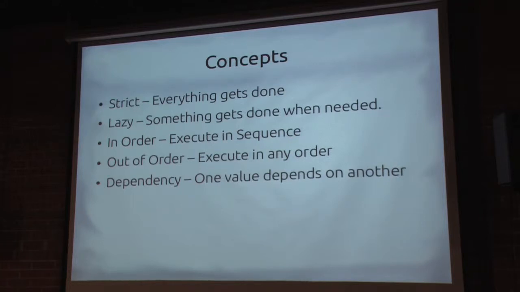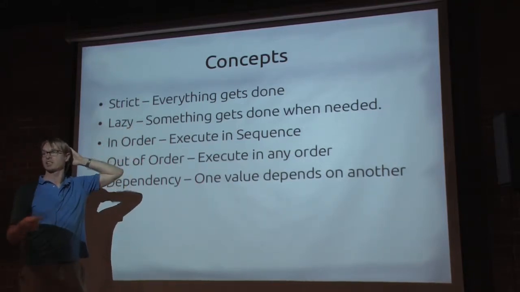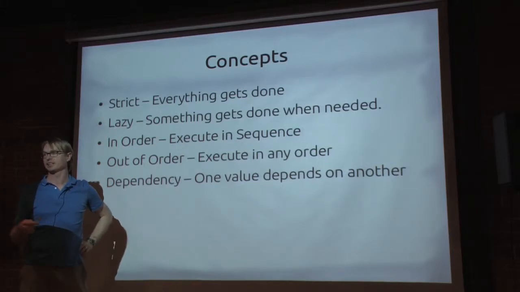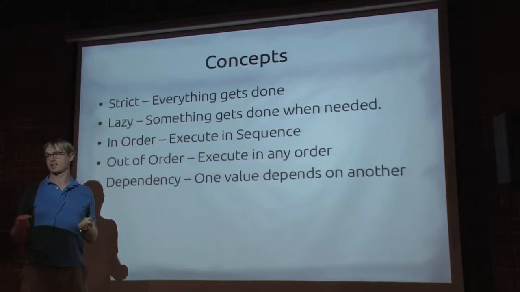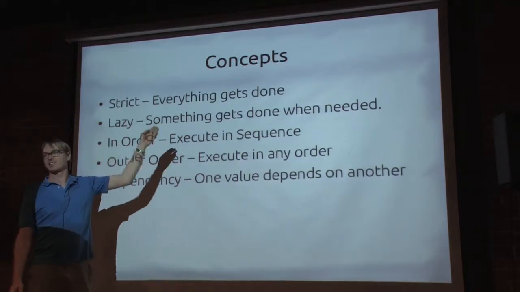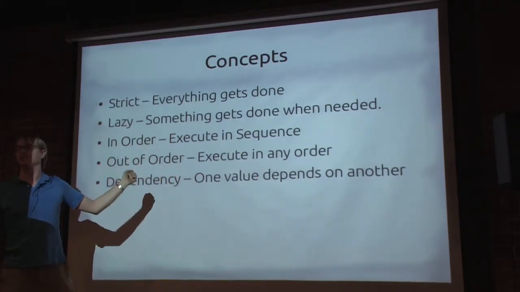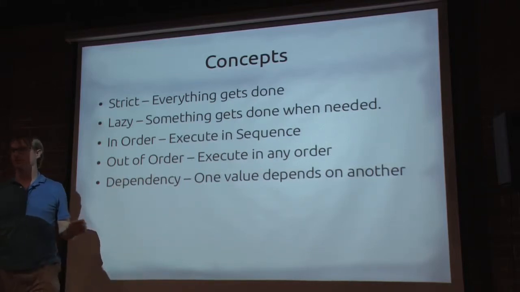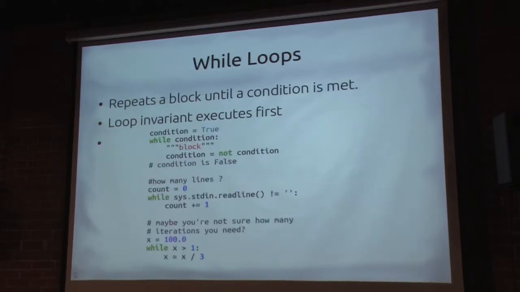Other concepts that are important are strictness. Python is a strict language. It does everything you tell it to do, and it will do it in that order. A lazy language will usually do something when it gets done. Some features of Python are lazy, some are not. In order tends to mean we execute things in a specific order. Out of order means we can execute things in whatever order we want. Dependency means that one value depends on another. Now this is important for looping.